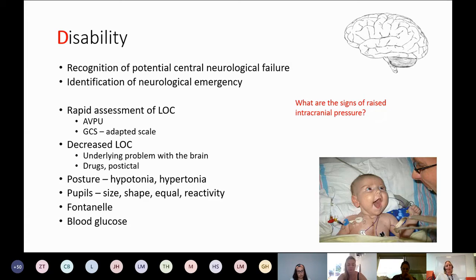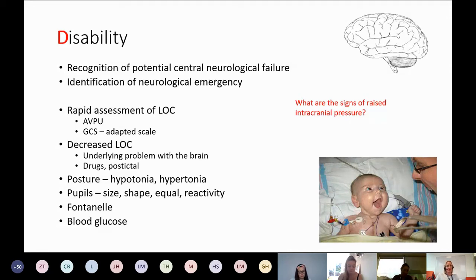So if a child's got a decreased level of consciousness, they've got an underlying problem with the brain, or that's what our concern is. There obviously will be exceptions to these, and children that may be intoxicated by drugs that either we've given them or they've taken themselves, or they may be postictal after fitting. So sometimes there's an explainable reason as to why their level of consciousness is not normal. We obviously need to continue to assess them to see if they're going to regain a normal level of consciousness.